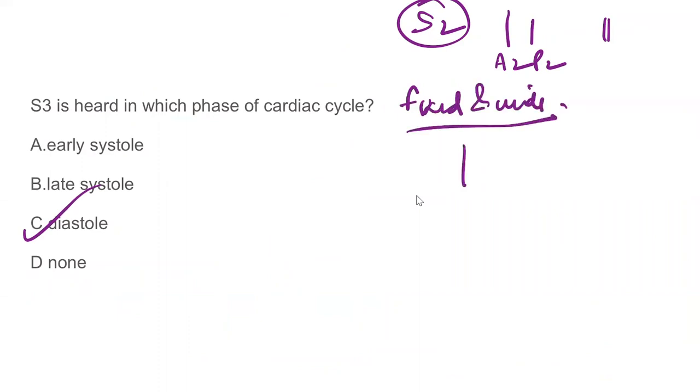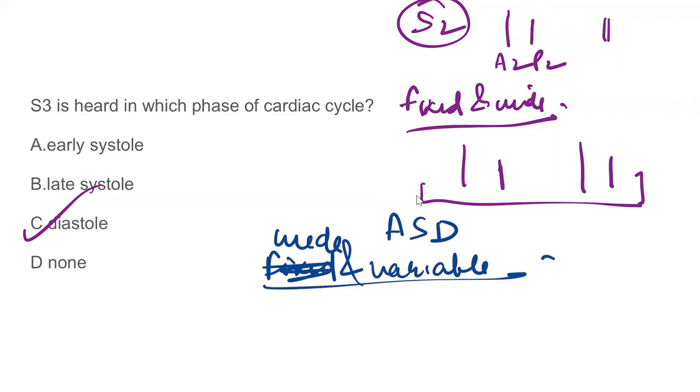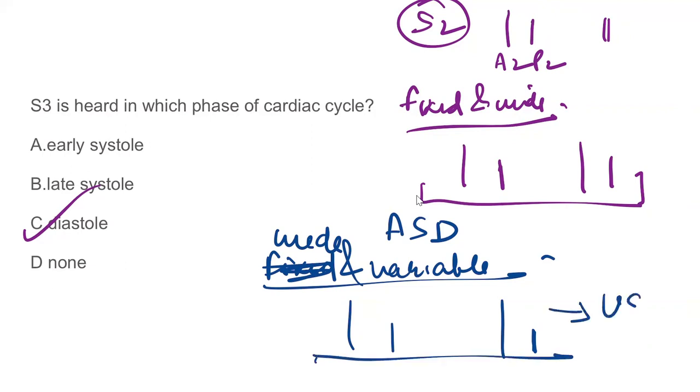We can appreciate splitting in inspiration and expiration, and the gap is the same in both. The condition which can lead to fixed and wide splitting is ASD, that is atrial septal defect. Then we can have wide and variable splitting, in which splitting is appreciable in both inspiration and expiration, but there is more splitting in inspiration and less splitting in expiration. That is seen in VSD.